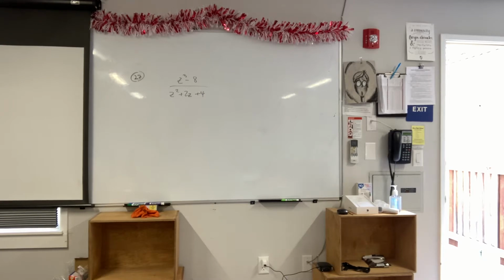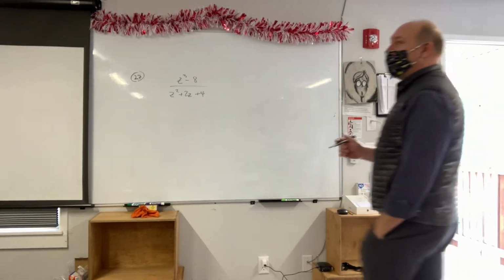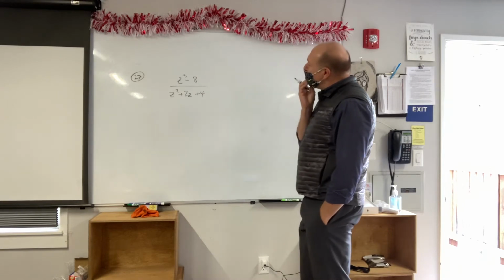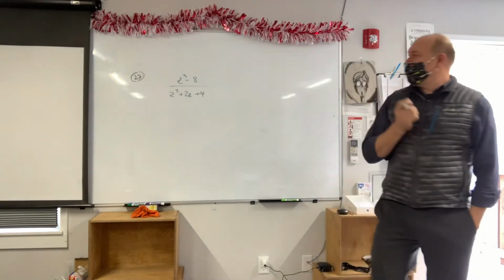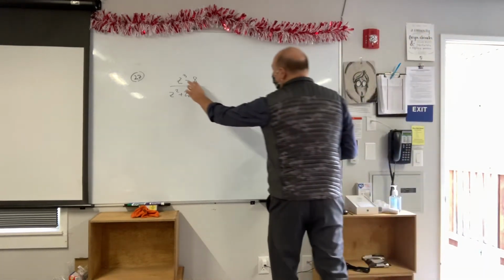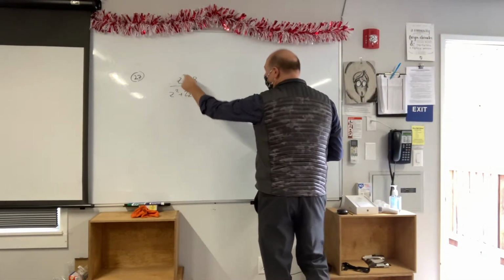Let's do this one here. So this is one that some people that did A4 had trouble with. It's z to the third minus 8 over z squared plus 2z plus 4, and it says to reduce it, or write it in the simplest form. This is a little bit of a toughie if you forgot this little top part up here, and that little 3 kind of gives it away.